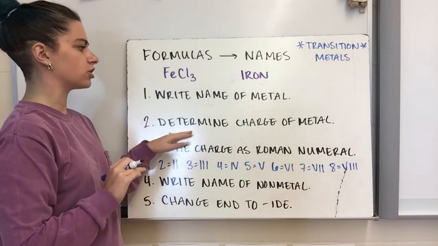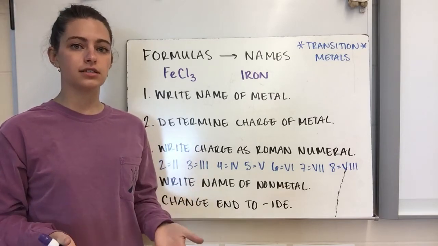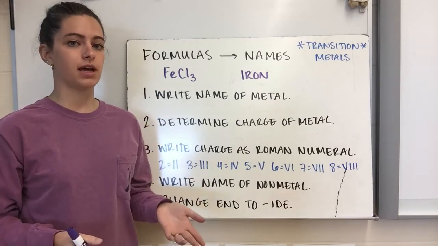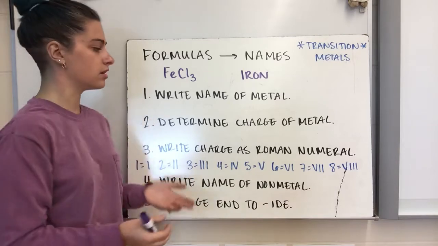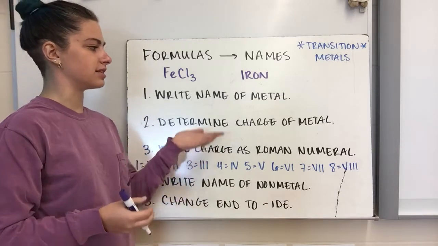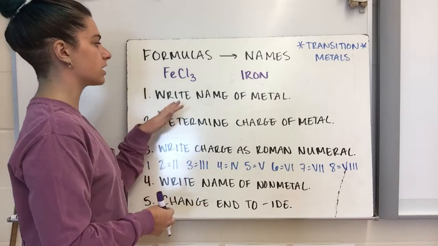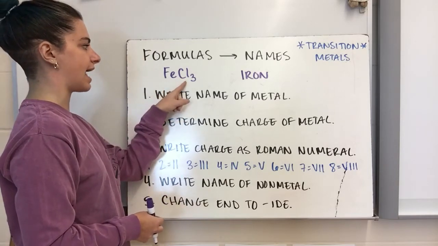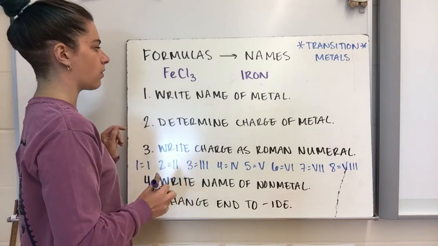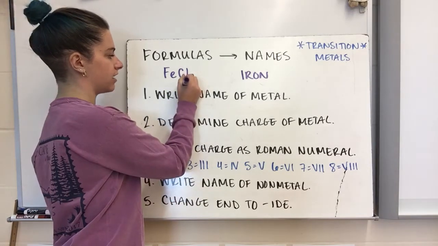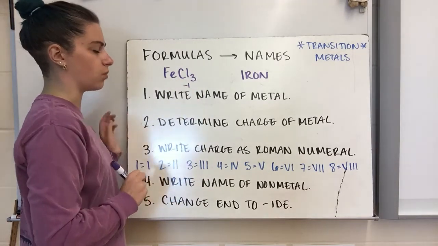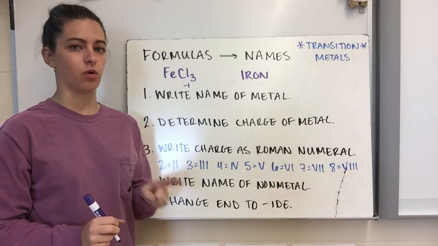Step two, determine the charge of the metal. So because this is a transition metal, and transition metals can have variable charges, we need to determine what is the specific charge of this metal. And this is where this gets a little complicated. We're going to determine that by looking back at our formula. So our chlorine has a -1 charge. So one chlorine ion has a -1 charge.